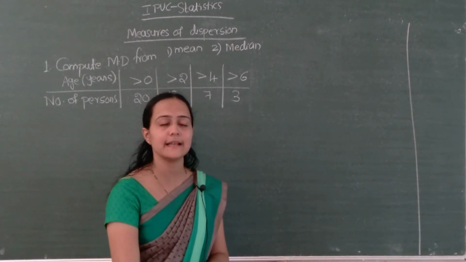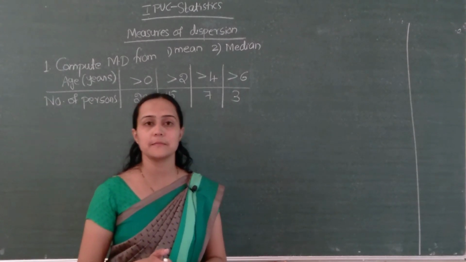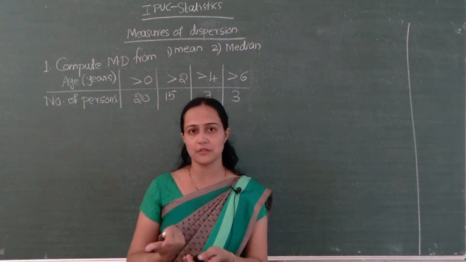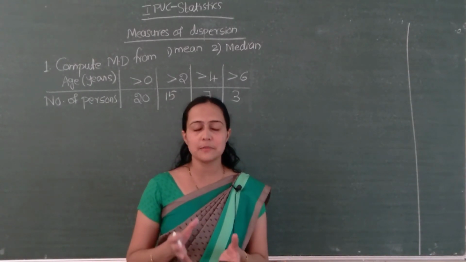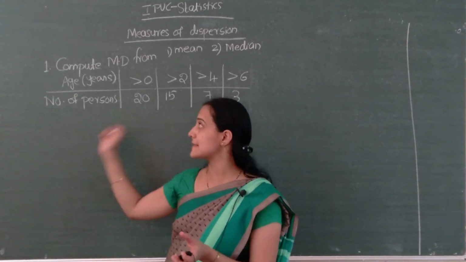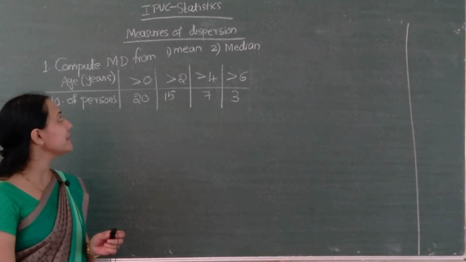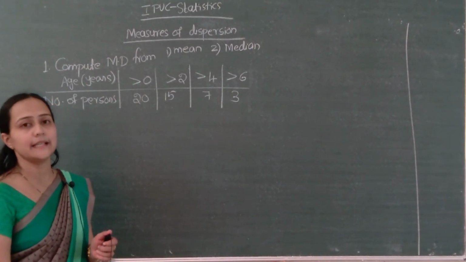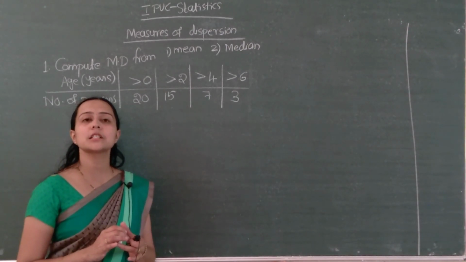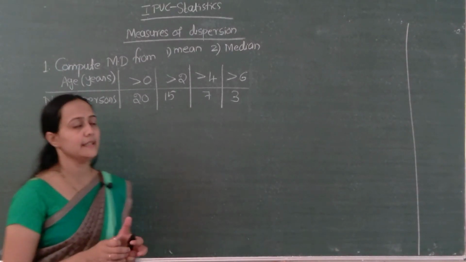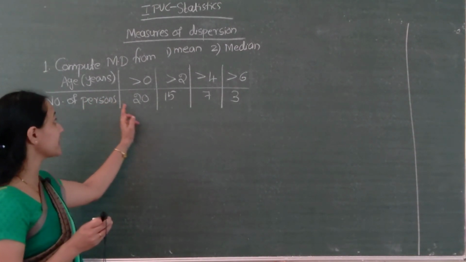So we were discussing continuous frequency problems. In continuation of that, we will do some more problems so that the concept will be more clear to you. Next question: compute mean deviation from mean and median. Both we have to compute. See, this is the thing: age in years given, number of persons.